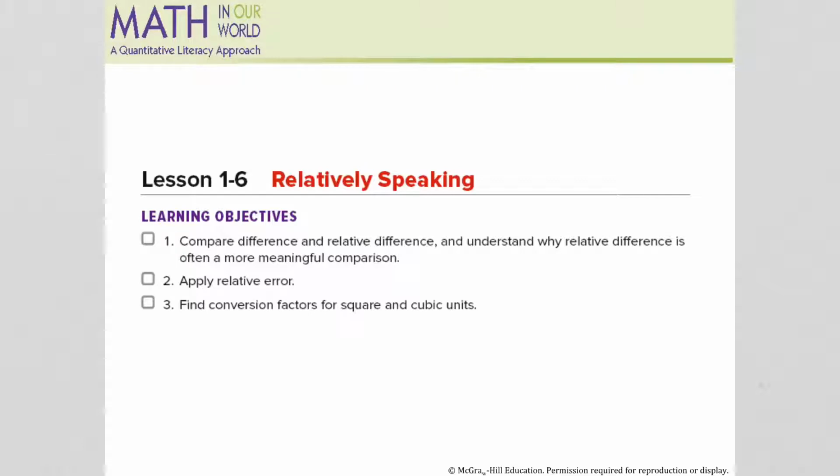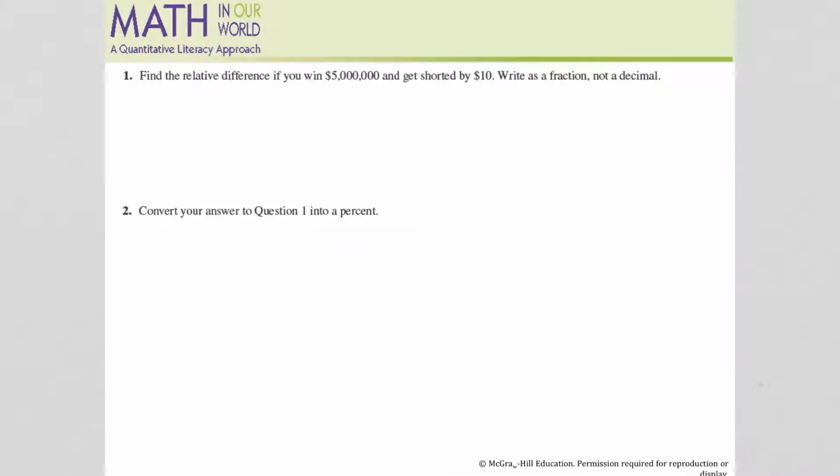Our next section is 1.6 called Relatively Speaking. We're going to be looking at more percents and conversion factors. Number 1 says find the relative difference if you win $5 million and get shorted by $10. Write as a fraction, not as a decimal.